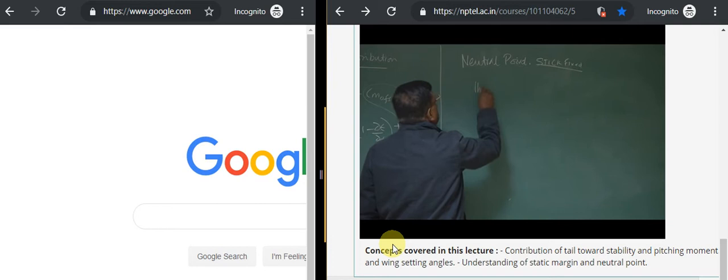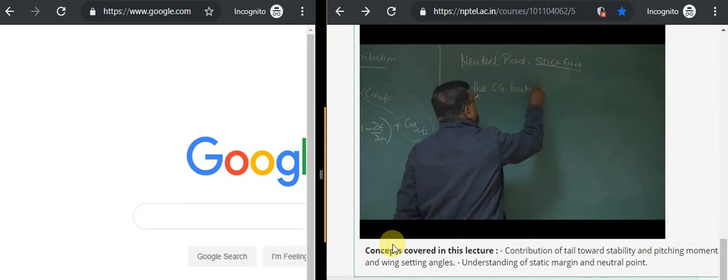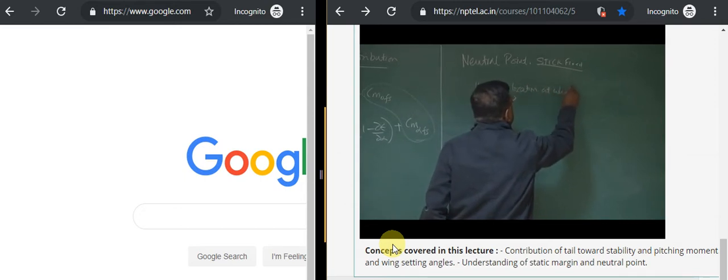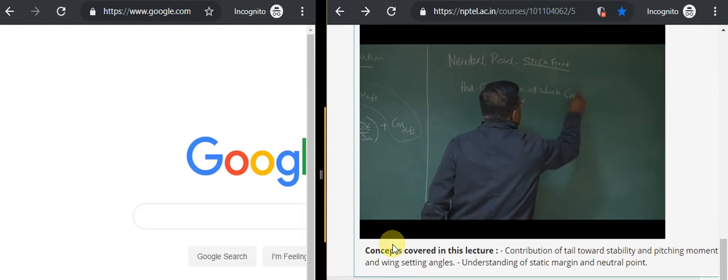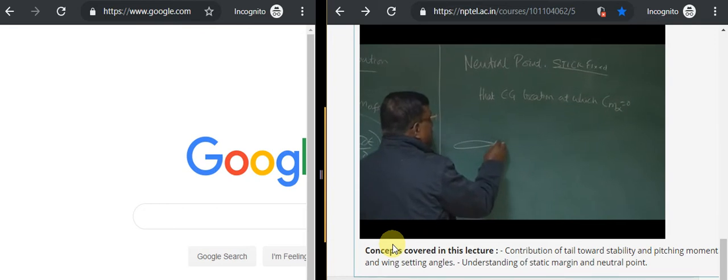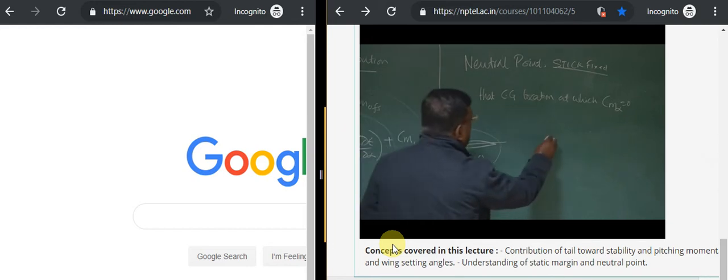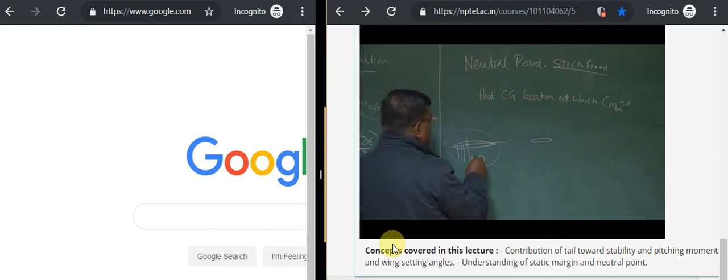CG location at which CM alpha is 0, or the aircraft is neutrally stable. Suppose if I am talking about simply a wing, then if this is the AC, then suppose CG was here, it is statically stable, but as the CG coincides with the AC of the wing, this wing alone configuration becomes neutrally stable. For an airplane, there will be a tail, so not at the aerodynamic center of the wing but somewhere here, if I bring the CG, we will find the aircraft will become neutrally stable.